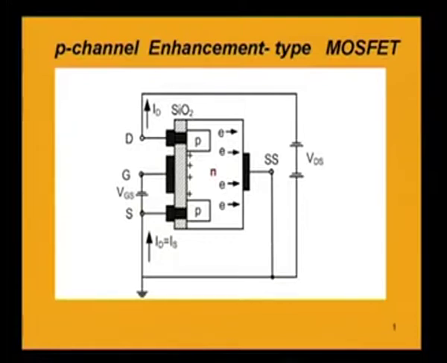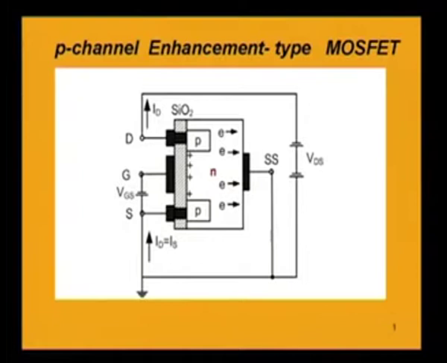If we now consider the physical structure of the P channel enhancement type MOSFET, then we will have two P type semiconductors and the substrate will be of N type. Now, the gate to source voltage will have polarity as shown here. The gate potential will be negative with respect to the source, and we will be applying the drain to source voltage with such polarity that the drain is negative with respect to the source.